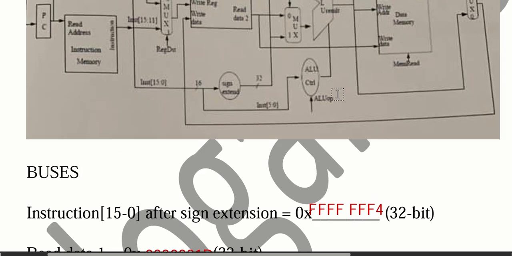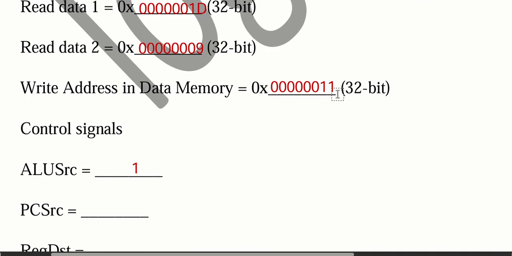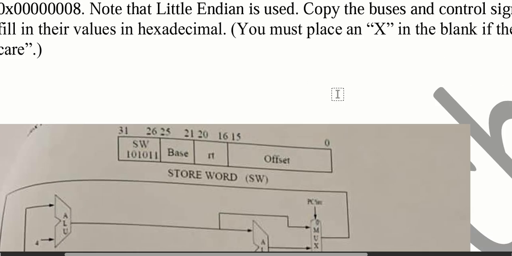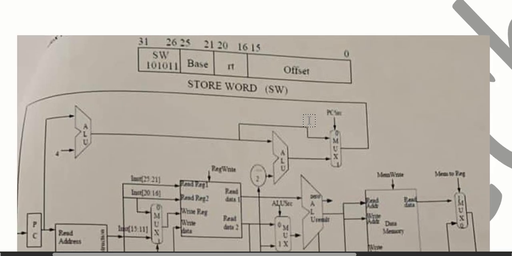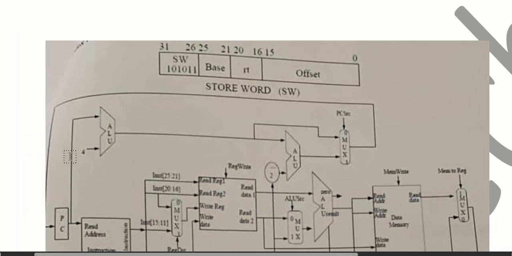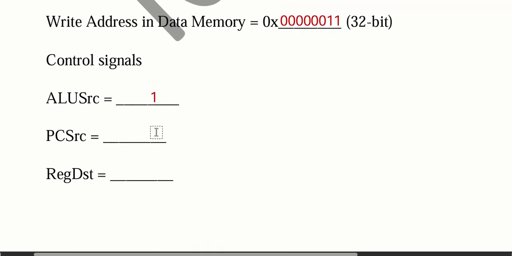Then the next part is the PC source, the program counter source. Now this is not a branch instruction or a jump instruction, so the program counter will just do PC plus 4. When you check the architecture here, PC plus 4 comes through here. We select 0 to take PC plus 4. If you select 1, we take from the second part, which is for a branch instruction, which you don't want. So the PC source has to be 0.